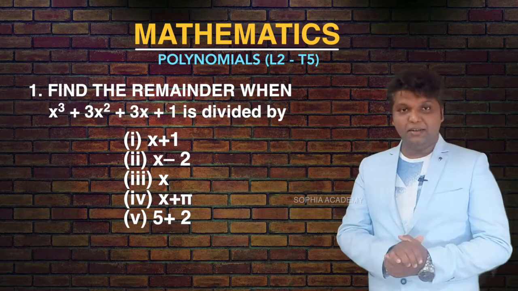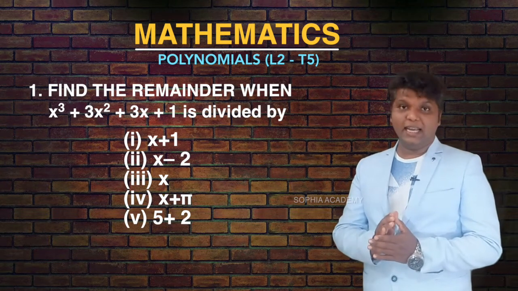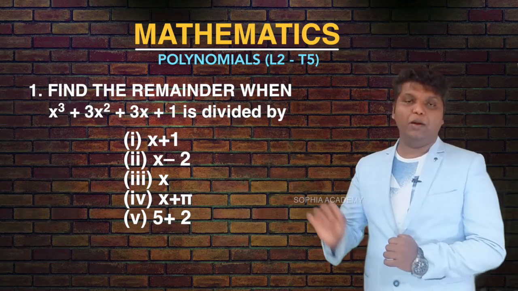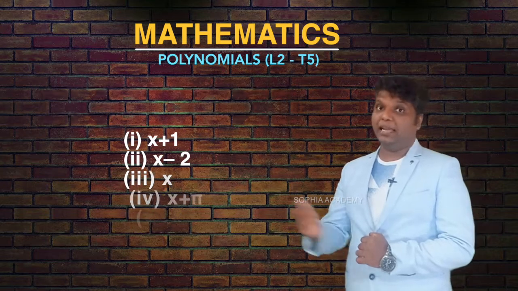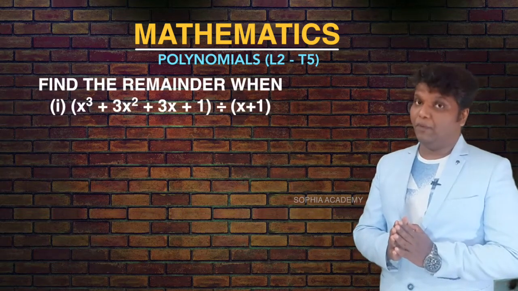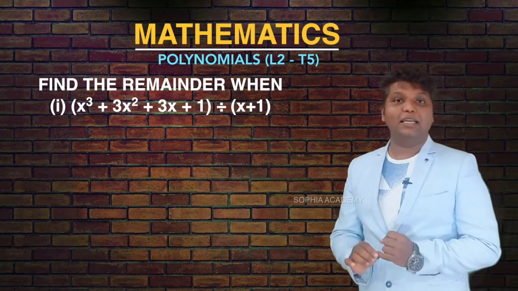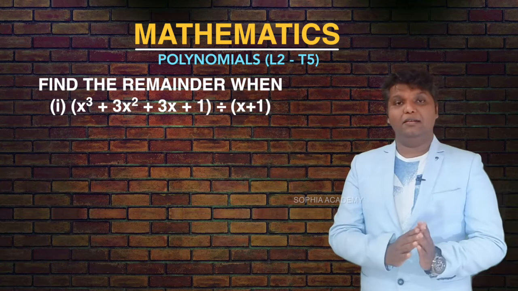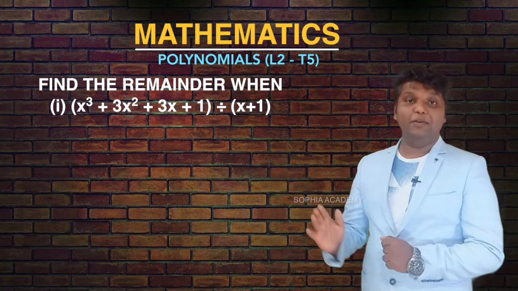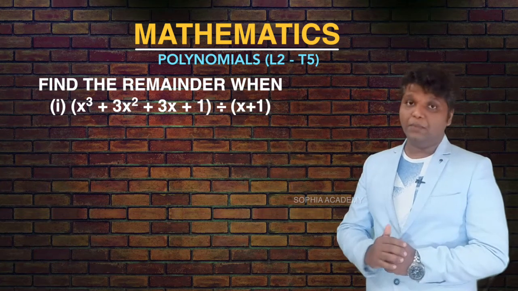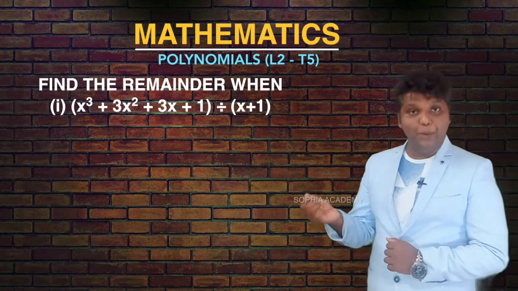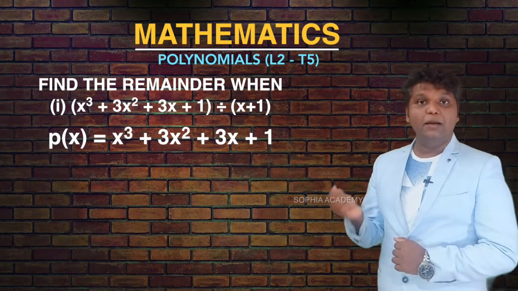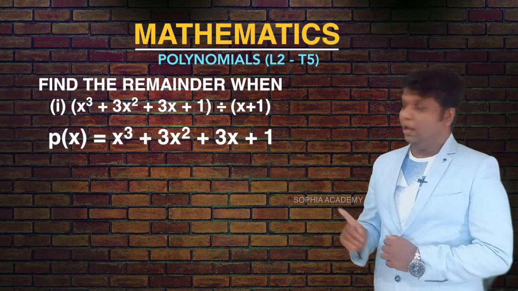Find the remainder when x cube plus 3x square plus 3x plus 1 is divided by x plus 1. Here a polynomial is given. What is that polynomial? x cube plus 3x square plus 3x plus 1. We have to check the remainder which we obtain by dividing the given polynomial by x plus 1. So first of all, the given polynomial p of x is equal to x cube plus 3x square plus 3x plus 1. You got the p of x.